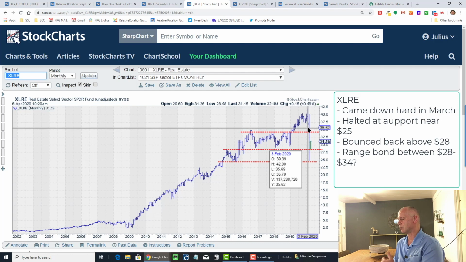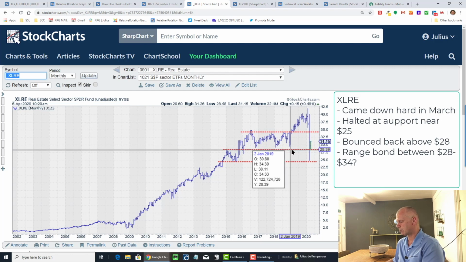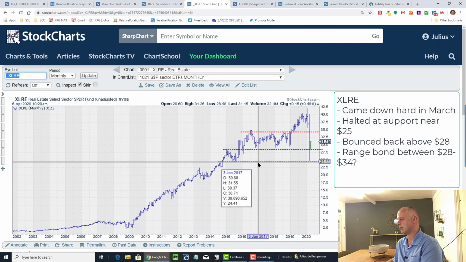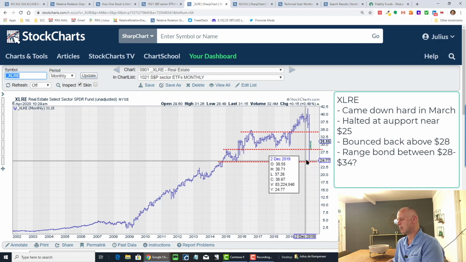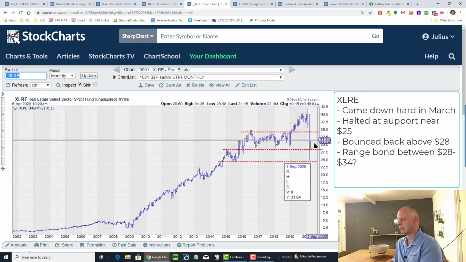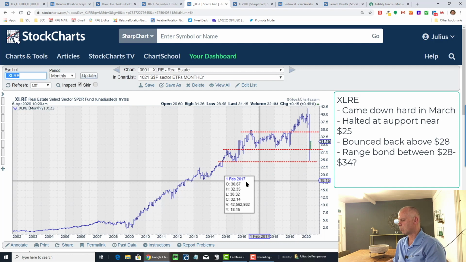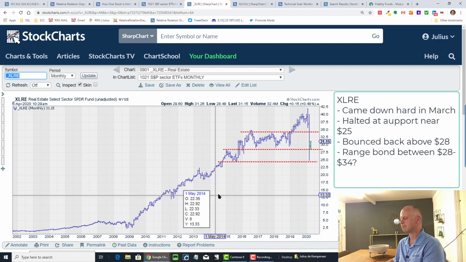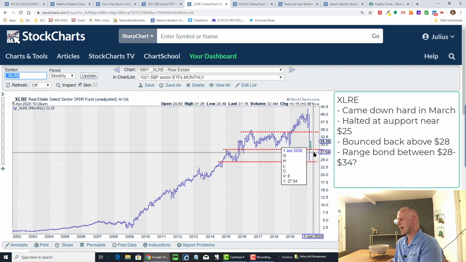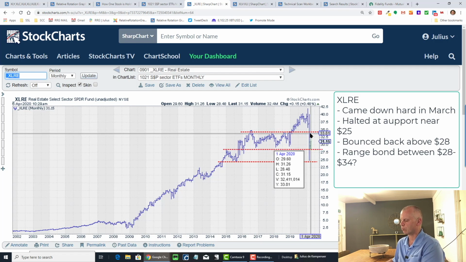But during the month of March, we got a big wave down, sliding through support around 28.40, and it came to rest at support near 25. Bounced off it, back above that 28 level, and still in the middle of that range. So a little bit too early to call this a low, I guess. There's no reference in terms of trend lines that we can look at. So I'm going to watch XLRE as being in a trading range between roughly 28 and 34 on the upside.